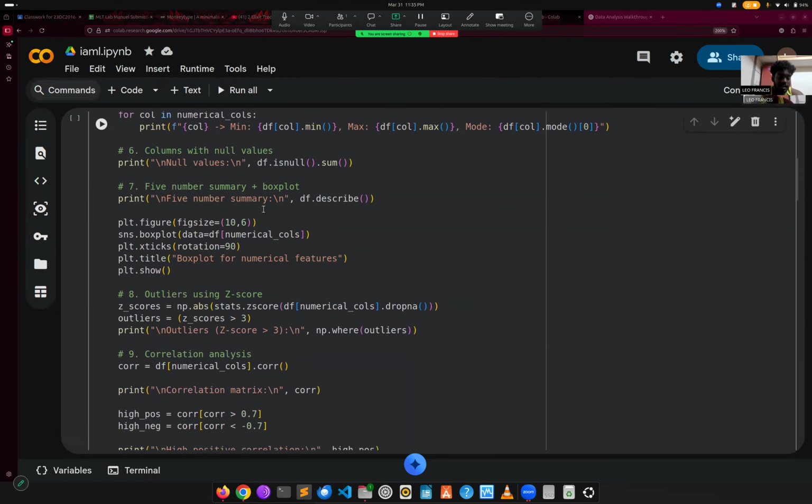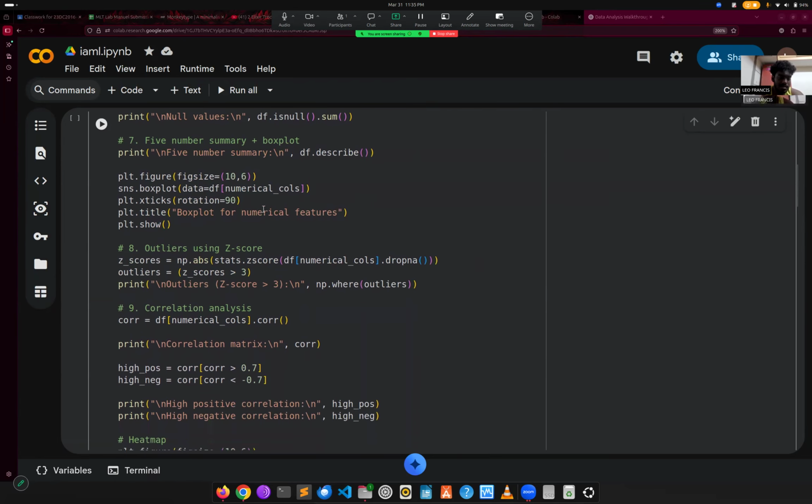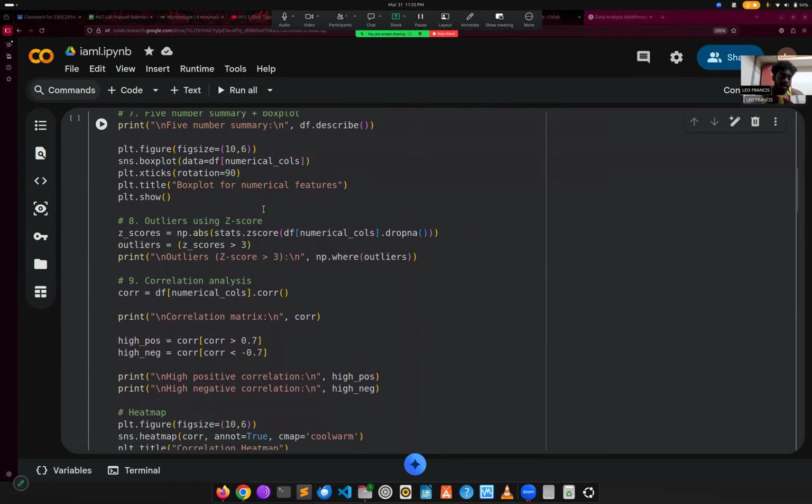And for the seventh one, I am generating a statistical summary, which includes the minimum, first quartile, median, third quartile, and maximum. And the next one is I use Z-score to detect outliers. It measures how far a value is from the mean. So values with a Z-score greater than 3 are considered outliers.